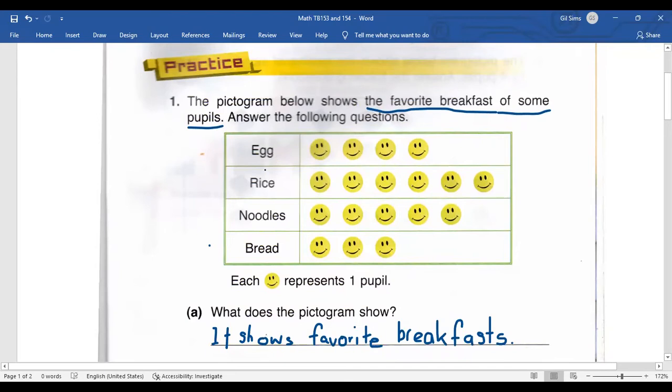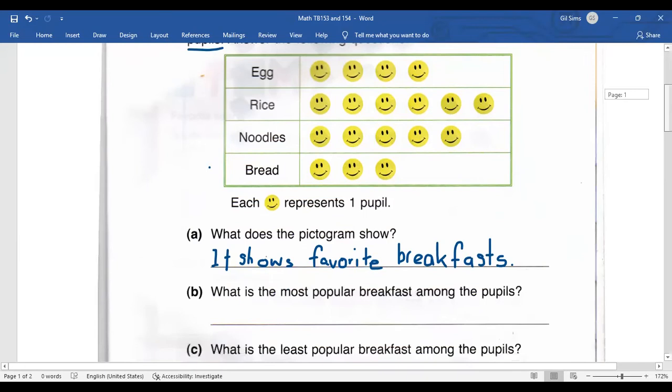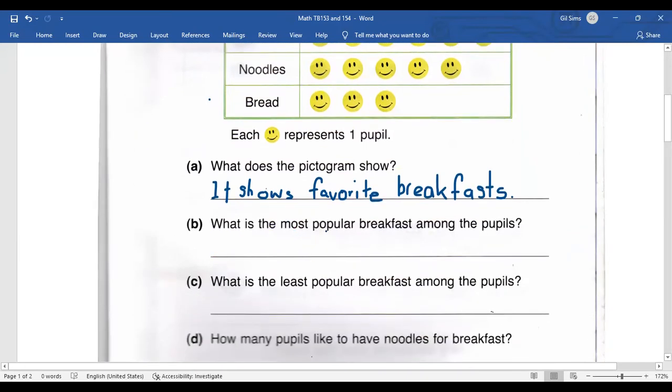Is it the egg, the rice, the noodles, or the bread? Which is the biggest? Which has the most smiley faces? Anyone answer? Rice. 1, 2, 3, 4, 5, 6. Rice is the favourite. That's correct. Rice has the most. It's the favourite. The most popular is, let's write our numbers down up here.